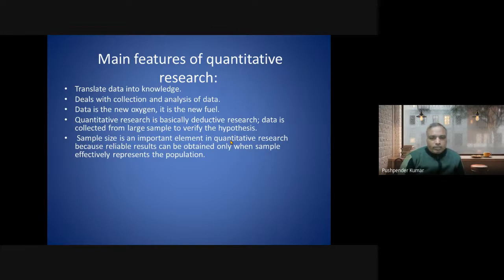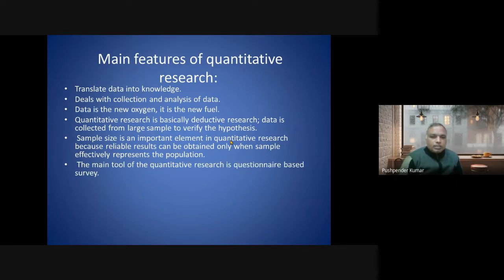We will talk in detail about how to select a sample. Should it be random? Should it be non-random? Should it be clustered, stratified, right? Or as per your convenience? We will talk about how to do it. So sample size is an important element in quantitative research because reliable results can be obtained only when the sample effectively represents the population.